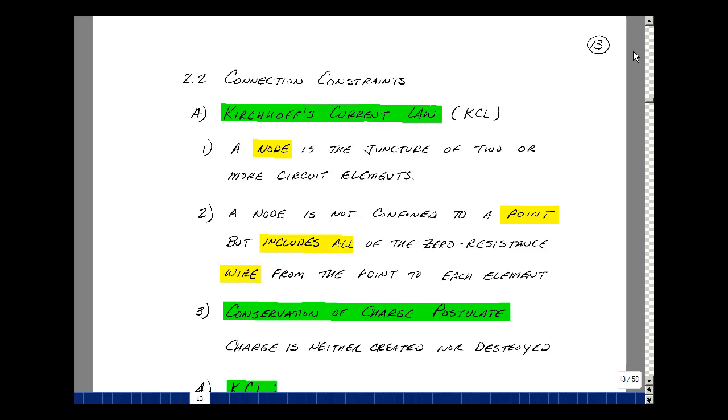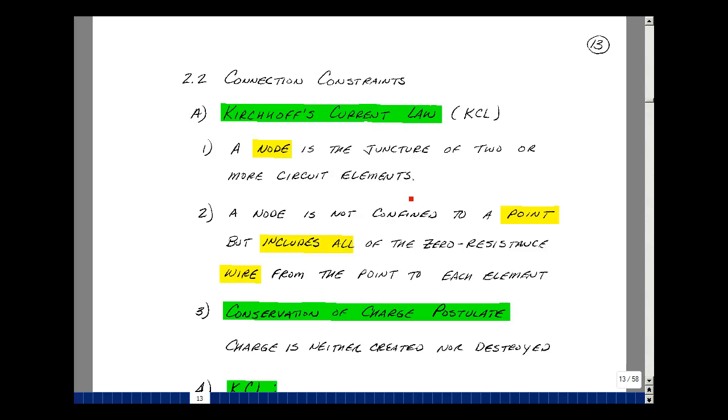This lesson deals with Kirchhoff's current law, and you can find these notes in the ECE201 ebook in Chapter 2, starting on page 13. Before we talk about Kirchhoff's current law, we need to define one more term. A node is a juncture of two or more circuit elements.